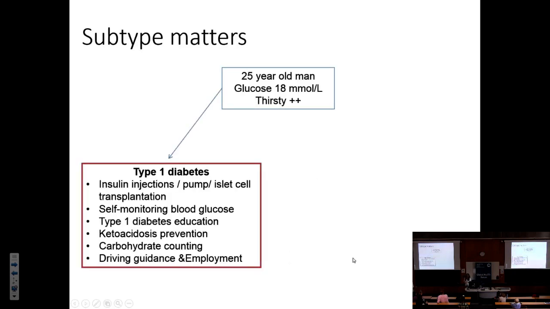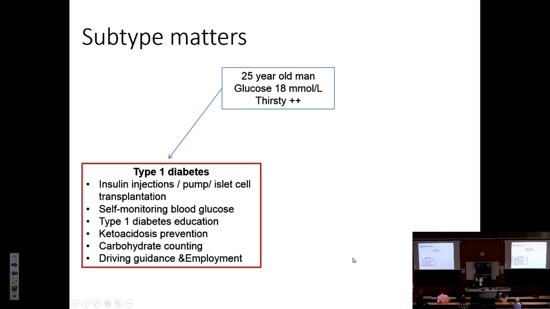If he's got type 1 diabetes, we're going to be doing certain things. We're going to be prescribing insulin injections, talking to him about insulin pump therapy. We're going to be giving him a glucose meter so that he can go home and check his blood glucose. We're going to give him type 1 diabetes specific education, which includes how to prevent life-threatening complications such as ketoacidosis. He's going to learn to carbohydrate count so that he can dose appropriate insulin for his meals. And it might even affect his employment.